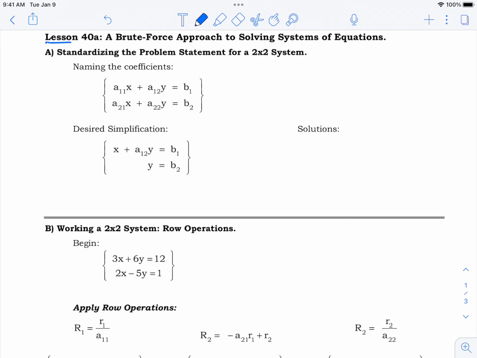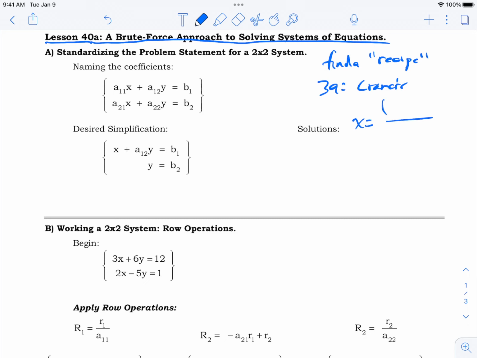Welcome to lesson 40. Brute force approach to solving systems of equations. Remember, the mission that we were on was to find a recipe that we could follow to solve any system of equations, right? In lesson 39, we were doing Cramer's rule, which was kind of nice. It was a recipe. You could say, hey, you got a system of equations? Great, here's the solution for x.